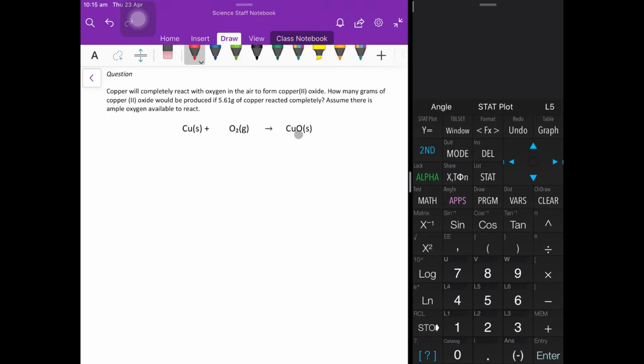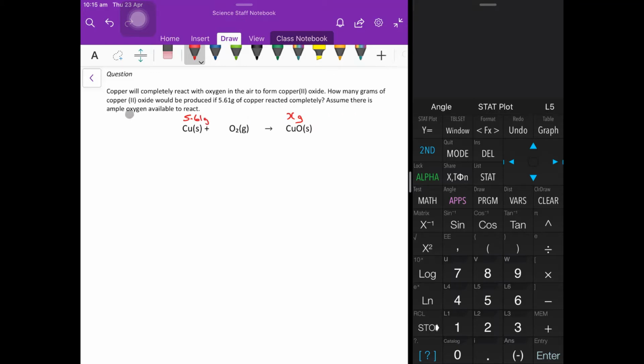So here's my copper oxide. We've been asked to work out how many grams of copper oxide will be produced, so x represents my unknown, if 5.61 grams of copper reacted completely. So here's my copper, and I have 5.61 grams.